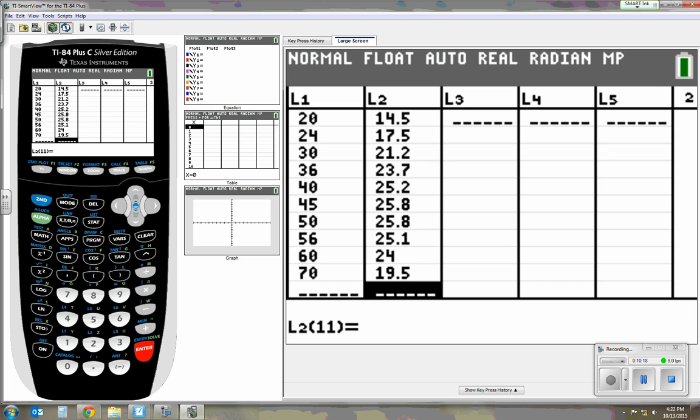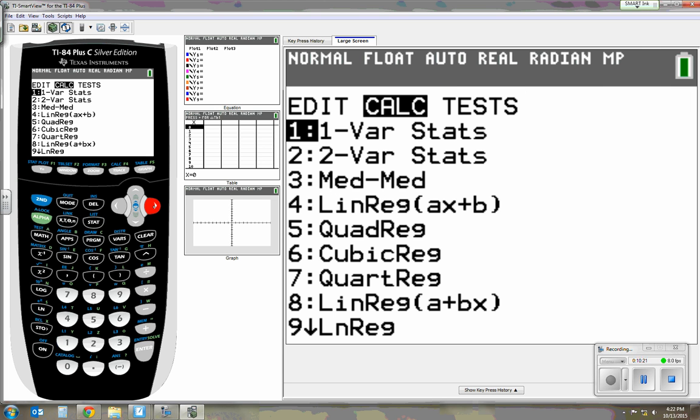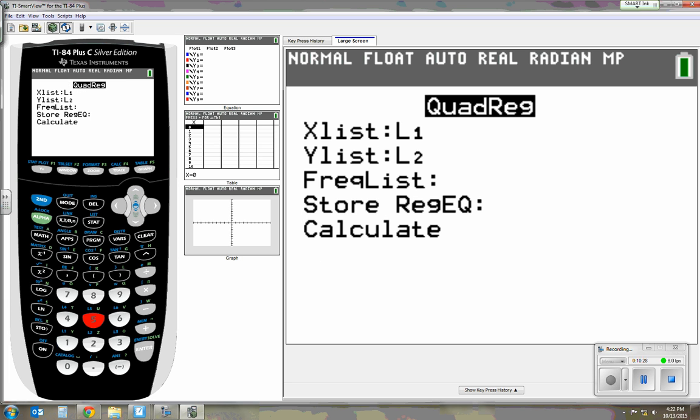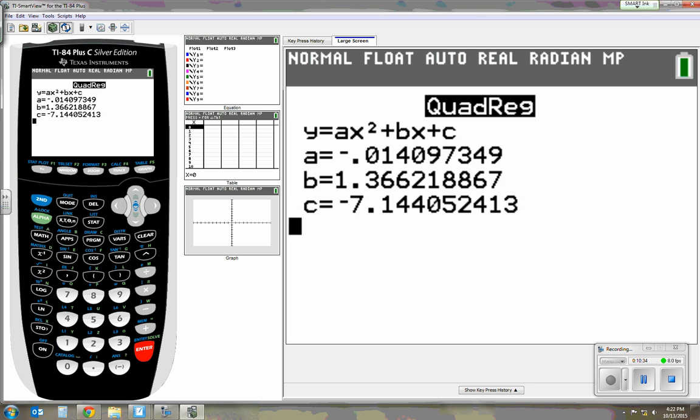We have to go to Stat, arrow over to Calc, and go to Quadratic, because we're doing quadratic regression. So we're going to do number 5. Okay, and we're going to go to Calculate, enter until we get to Calculate. And it will calculate, and it's given us our A, B, and C values. So we're going to use all of these to write our equation. Let's write that down right here. Y equals negative 0.014x squared plus 1.37x minus 7.14. So here is our function.